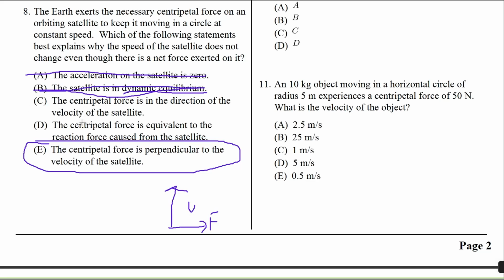C doesn't make any sense because if centripetal force was in the direction of the velocity, we'd have an object that's speeding up. So that wouldn't make sense. And D, again, is just garbage. Centripetal force is equivalent to the reaction force caused by a satellite. Who cares? So the answer was E.